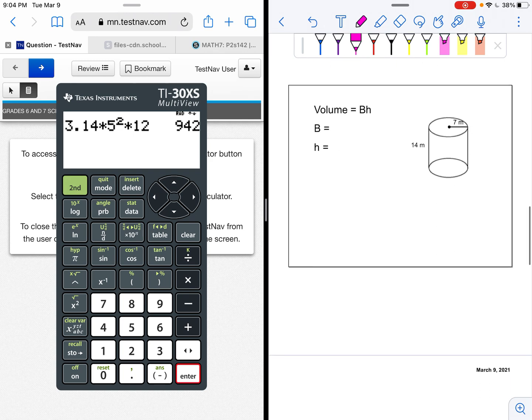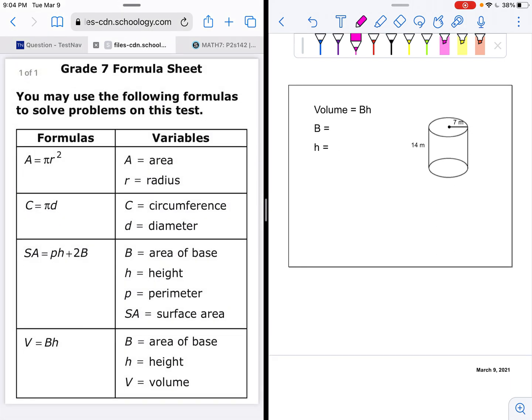Okay, let's do another one here. Again, come back over to our formula sheet. You need to get used to going back and forth with that formula sheet. The area of the base, it's a circle. And so that's going to be pi r squared. So we're going to go ahead and use 3.14. Radius is 7. And then the height is 14. So again, I'm just going to bring it down here and put it all together at one time.